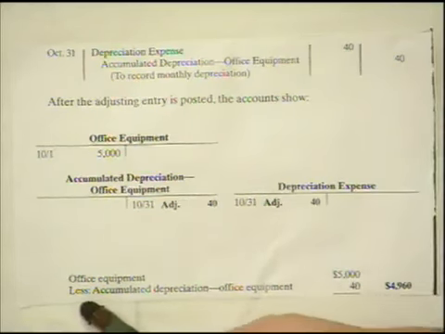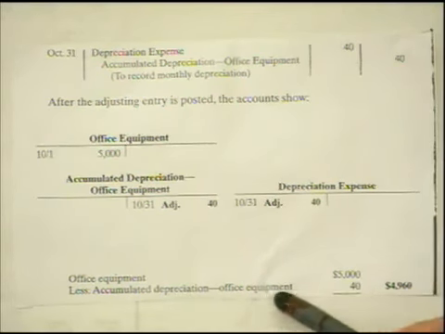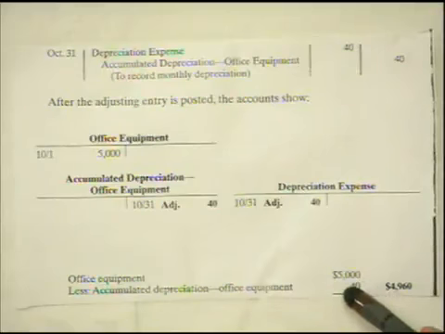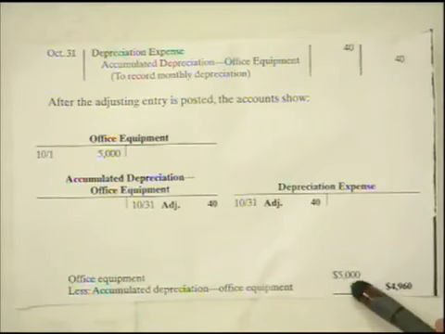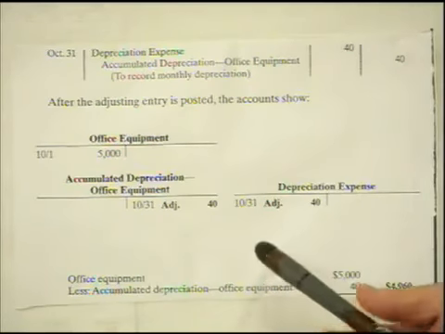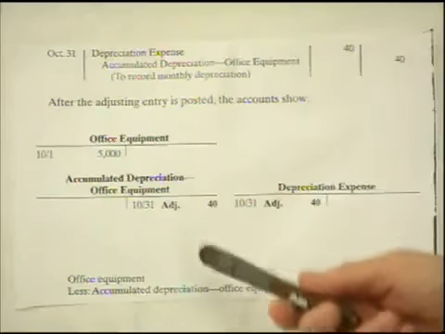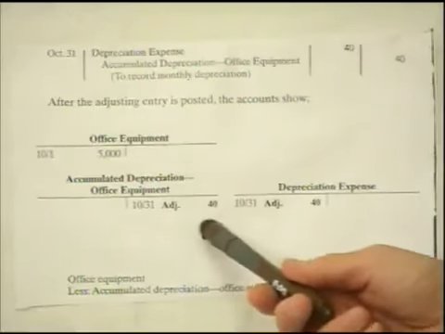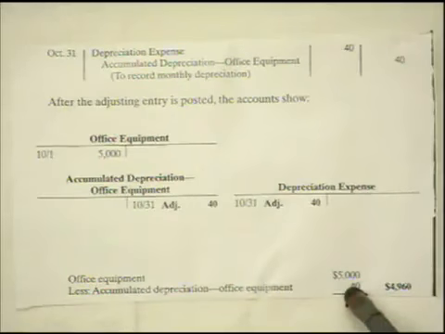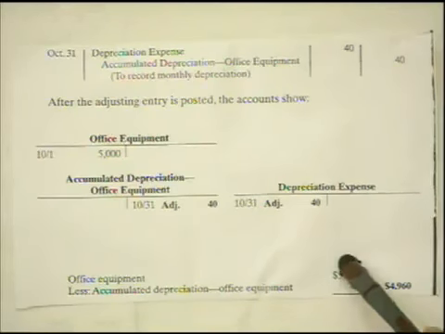But notice what we put right under it. Less accumulated depreciation, office equipment, $40. We draw a line underneath to show we're going to subtract it, and then we show the net amount over here to the right. The more depreciation we record, the more this accumulated depreciation account will grow, the more this number will grow towards $5,000. It cannot exceed the cost of the asset.